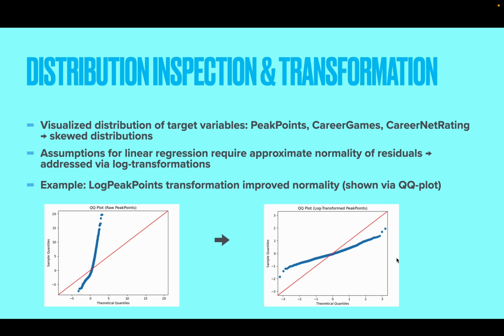Distribution inspection and transformation. I visualized distributions of the target variables: peak points, career games, and career net rating. Peak points and career games were quite skewed. For linear regression, we want normality of the residuals, so I addressed this via log transformations. The example here is the peak points. You can see the before and after I addressed with log transformations. Not perfect, but much better.